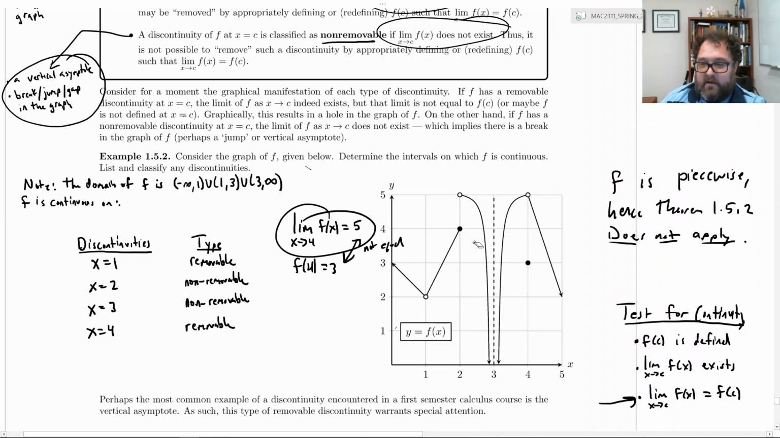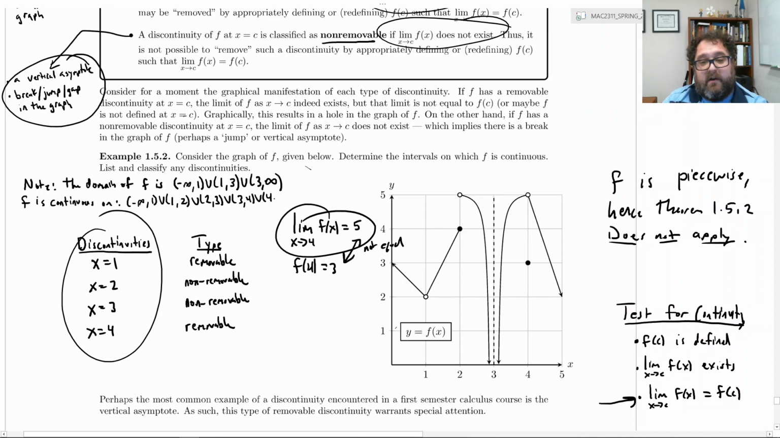But let's go back to the original. There's the original. Okay. By the way, we've identified where the function is discontinuous. So where is it continuous? I started the sentence up here. f is continuous on, well, let's see, everywhere where it's not discontinuous. So everywhere except for these values, which would be negative infinity to 1, union 1 to 2, union 2 to 3, union 3 to 4, union 4 to infinity. Everywhere except for the discontinuities.